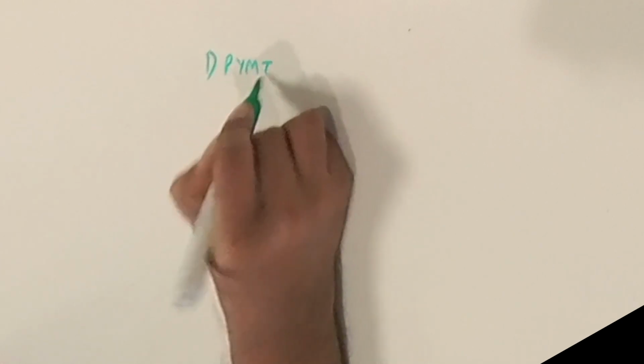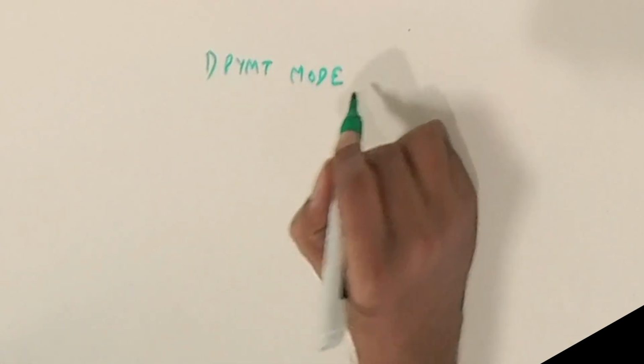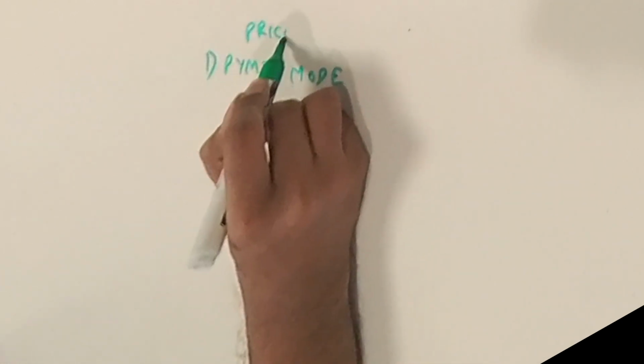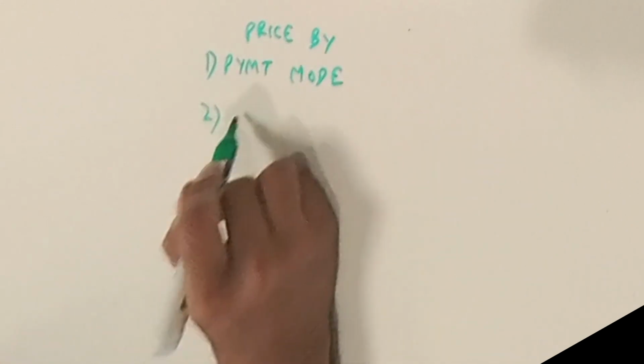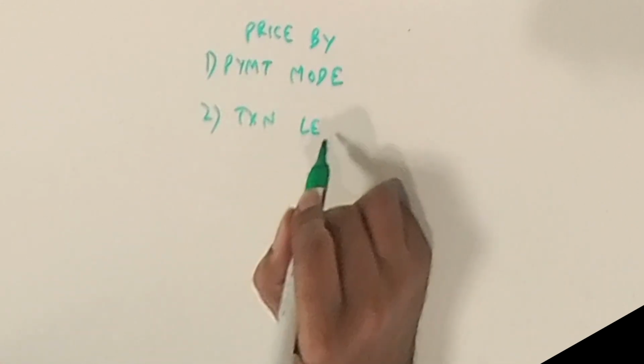So let me just note it down. The first one was payment mode, price by payment mode. The second one was transaction level rating.